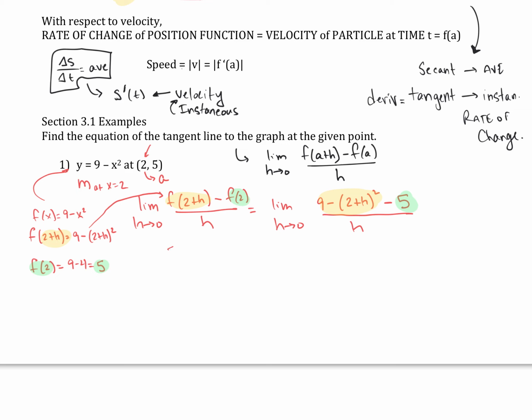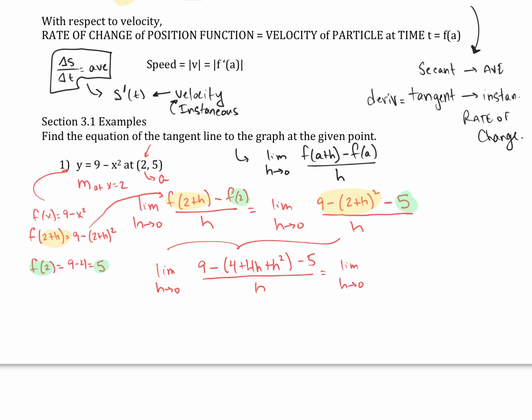All right, so now let's continue on with this problem. So the limit as h goes to 0, and I'm going to clean this up. This becomes 9 minus, let's go ahead and FOIL out the top. I'll get 4 plus 4h plus h squared minus 5 all over h. So what I did was FOIL that 2 plus h squared out. And so now at this point, I can clean this up again. I'll get the limit as h goes to 0.